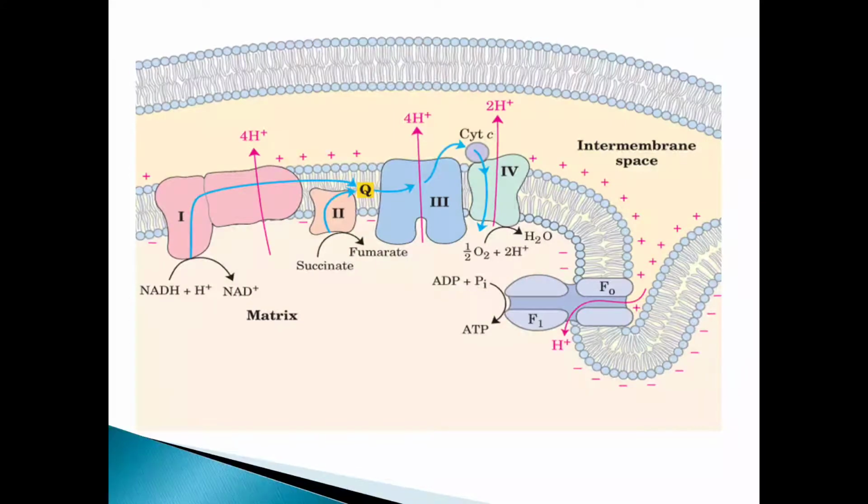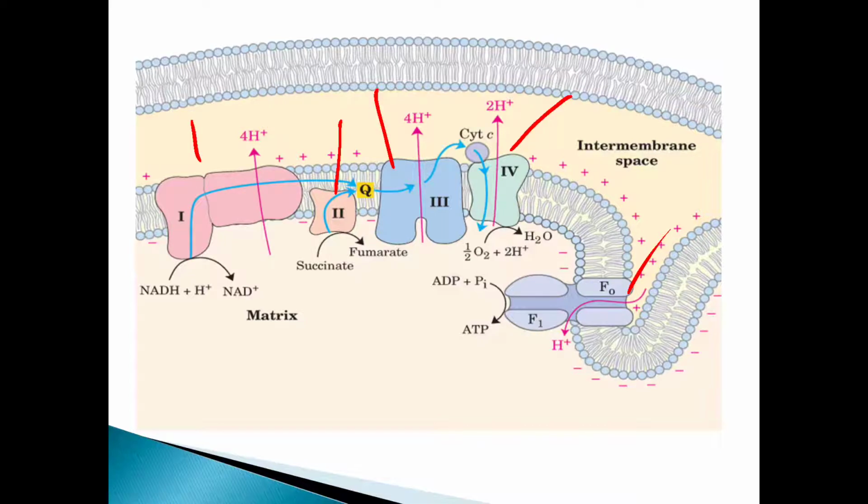Here, this is the general shape of the enzyme complexes. The first enzyme complex is known as the NADH dehydrogenase enzyme complex. Second is succinate dehydrogenase enzyme complex. Third one is the cytochrome B and C complex, and fourth is the cytochrome C oxidase complex, and fifth one is the ATP synthase complex. So these 5 types of enzyme complexes are located in the inner membrane region of the mitochondria.